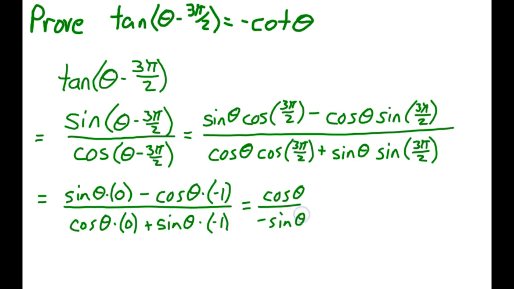Last step, using our quotient identity from earlier, cosine divided by sine is cotangent theta. We have that negative out in front, so we get the negative times the cotangent theta. So we started with tangent of theta minus 3 pi over 2, and we proved that it's equal to negative cotangent theta.